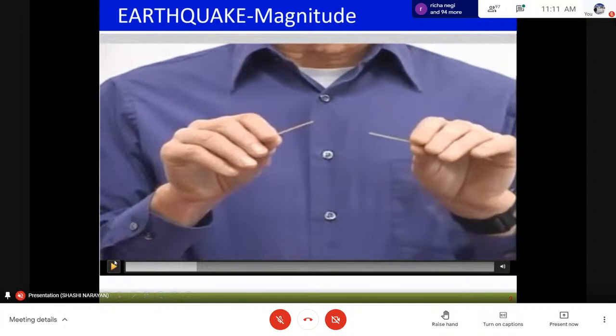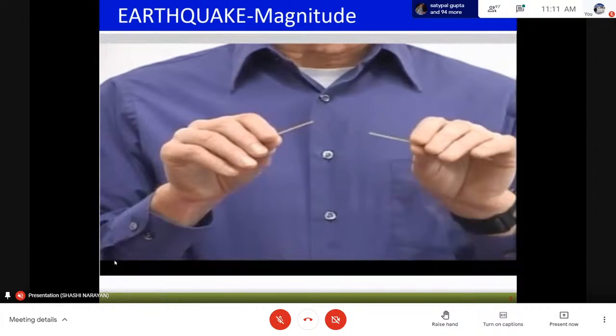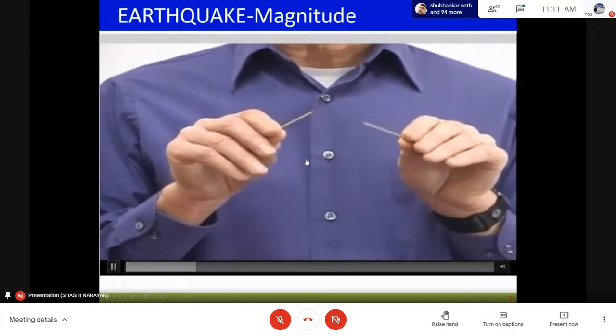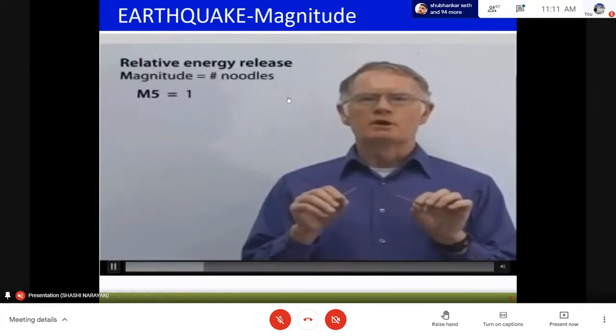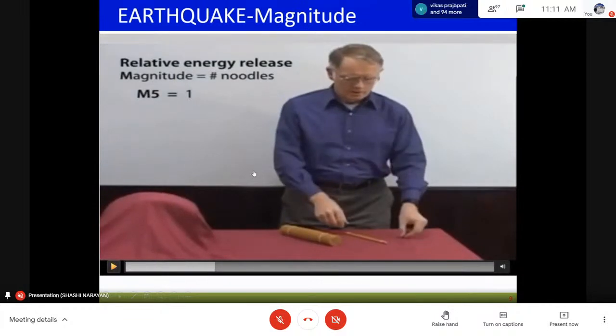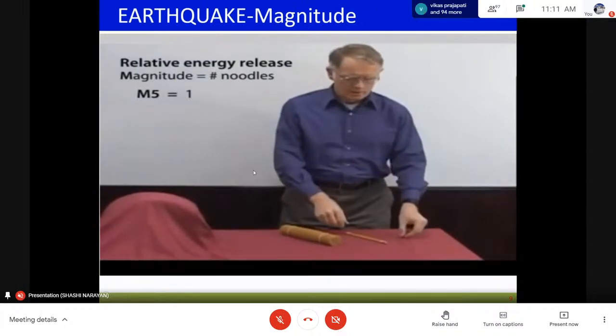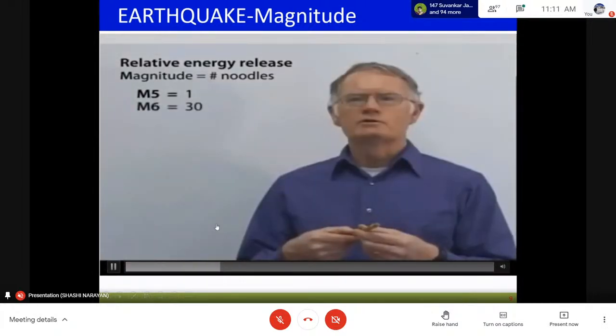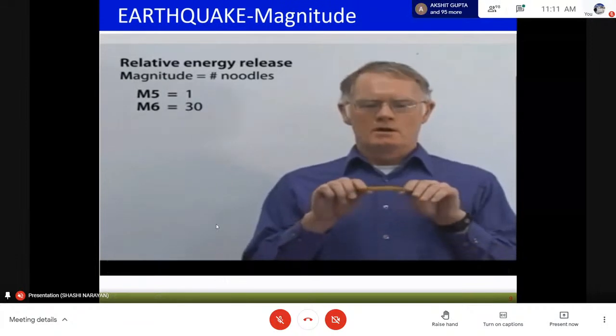And when there is a breaking of this, there is a vibration in the string, and that vibration is the energy released. When energy is stored while bending and then released, it causes our vibration, and that is similar to that of an earthquake, if we talk at a lower value. Now, if we think of this one string as magnitude 5, then the energy required to break 30 strings is magnitude 6. That is, each magnitude change is like a 30 times energy change.